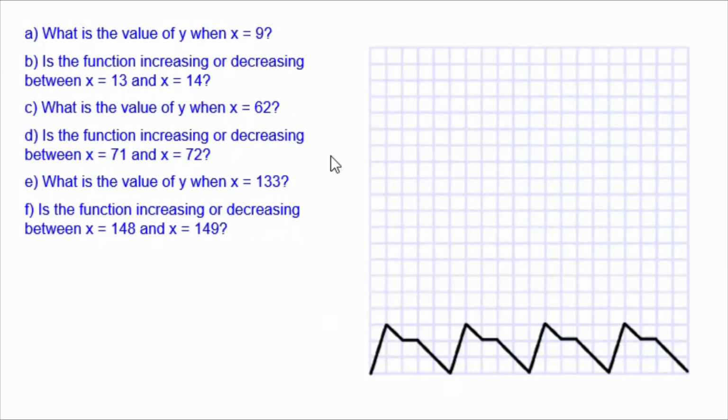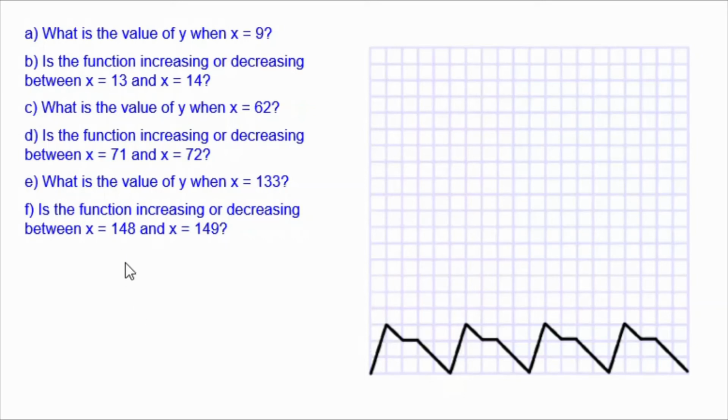I can see that between x equals 1 and x equals 2, my periodic function is decreasing, and I can answer my question. Even with very, very large x values, like in questions E and F, I can do the same thing. For E, what is the value of y when x equals 133? It's going to be the same as the value of y when x equals 3. When x equals 3, the value of y is 2. I'm able to answer the question.